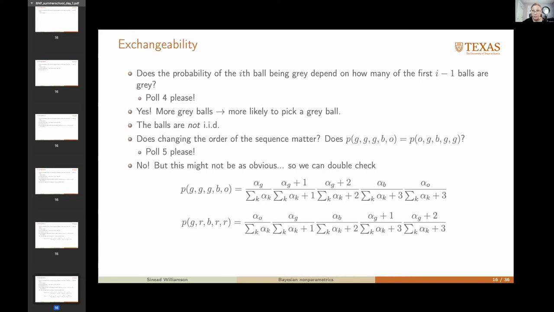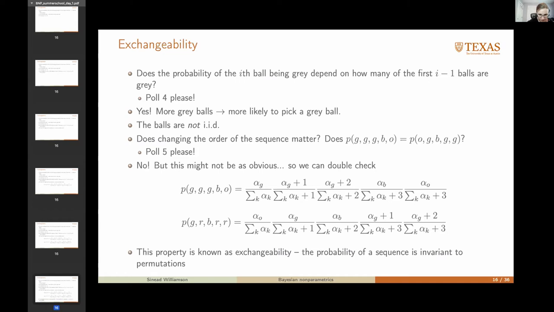We're going to pick a gray ball 3 times. So that means we're going to have one time where the probability of picking it is proportional to that initial gray ball, one time where it's proportional to that initial gray ball plus one, one time where it's proportional to that initial gray ball plus two. So the overall probability doesn't change. And this is a property that you'll come across a lot in Bayesian inference called exchangeability. So we're in this situation where yes, the probability of the ith ball being a certain color does depend on the previous balls. But if we take the probability of the whole sequence and shuffle that order, the probability doesn't change.